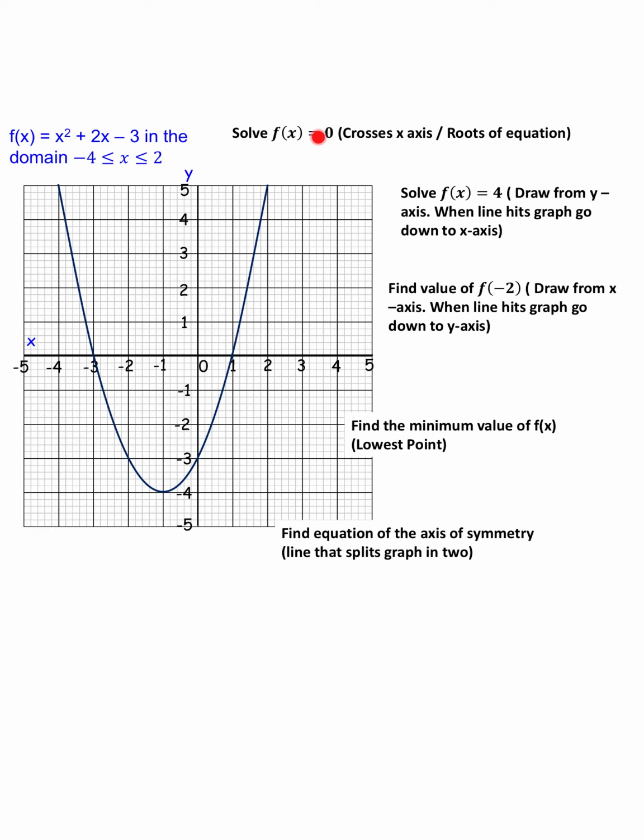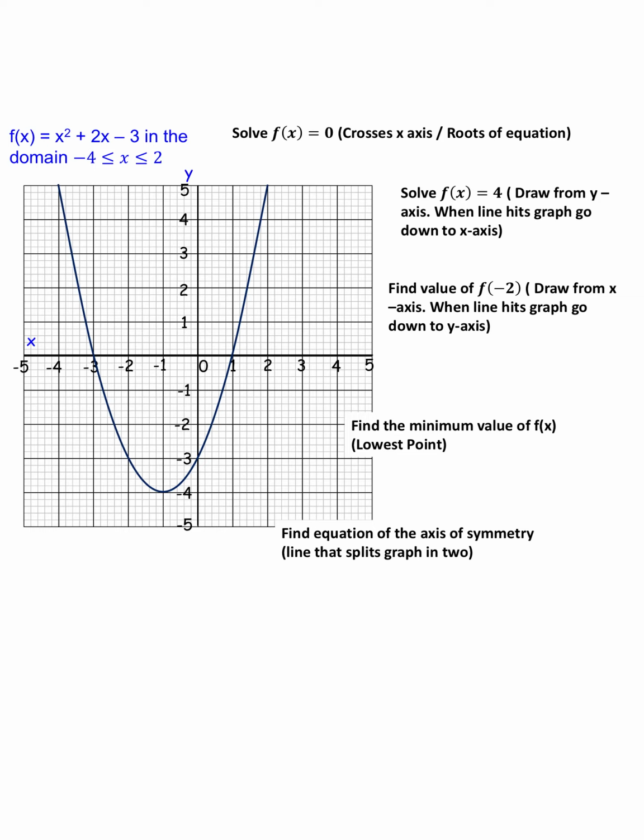So if you ever have to find where f of x is equal to 0, that's simply where your graph crosses the x-axis, otherwise known as the roots of the equation. So we can clearly see that this graph here crosses at minus 3 and 1. So they are the roots of the equation. So x equals minus 3 and x equals 1.